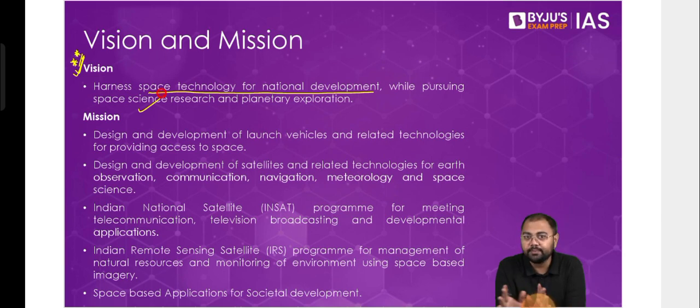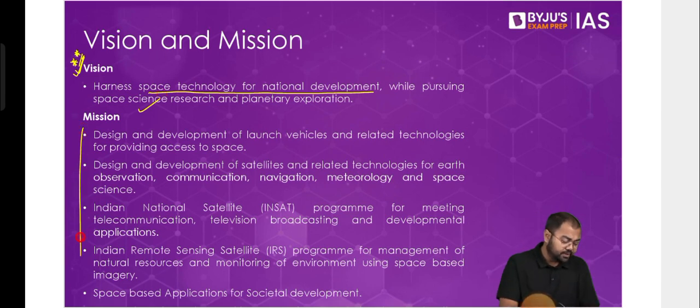Apart from that, all the other missions have been based on some kind of application, whether it is about communication, strengthening our navigation, or the various different types of Earth observation satellites that we have launched. So when you look at the context, you understand that the main objective has been national development. The mission statements are not that important. It talks about all the different things that ISRO does: design and development of launch vehicles and satellites, the various programs that we have, and the societal development applications. So that is basically what it says.